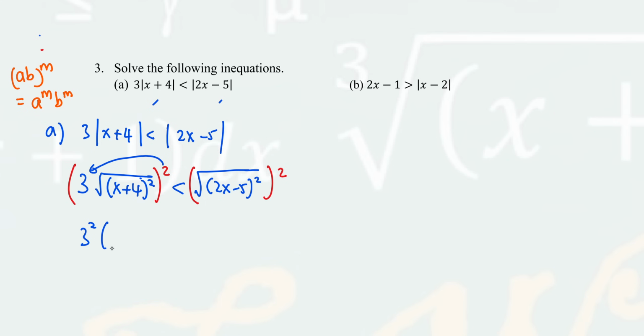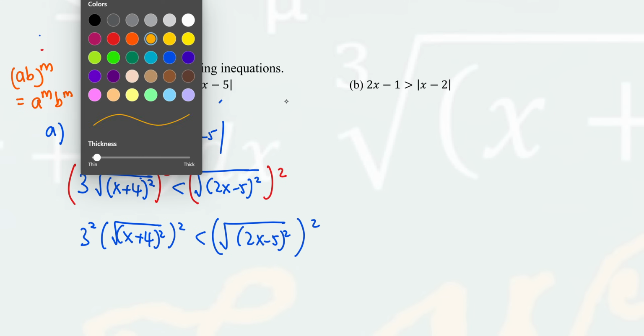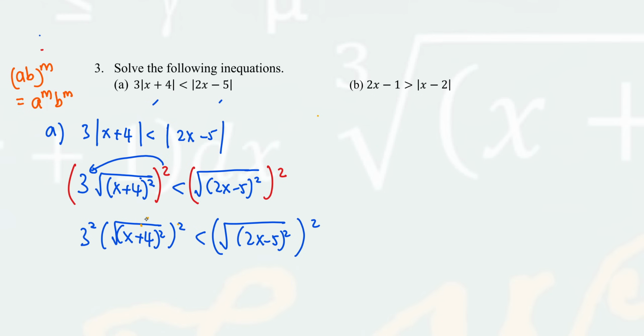So 3 square root x plus 4 squared, and another square root. Then here, less than square root of 2x minus 5 squared, and another square here. So basically, it's like this. This square cancels off with the square root. Okay, the square cancels off with the square root. So please do not cancel here.